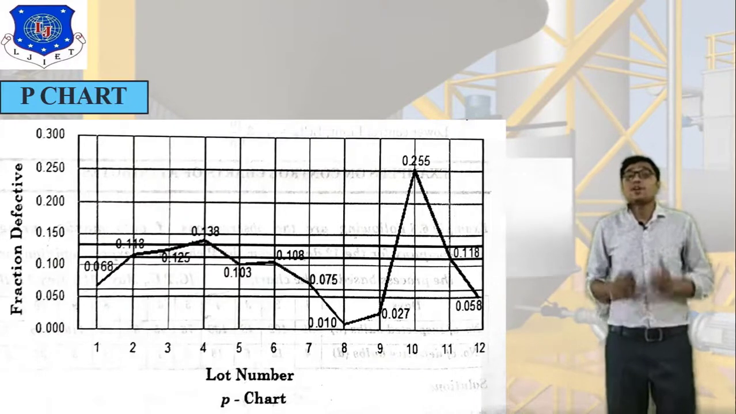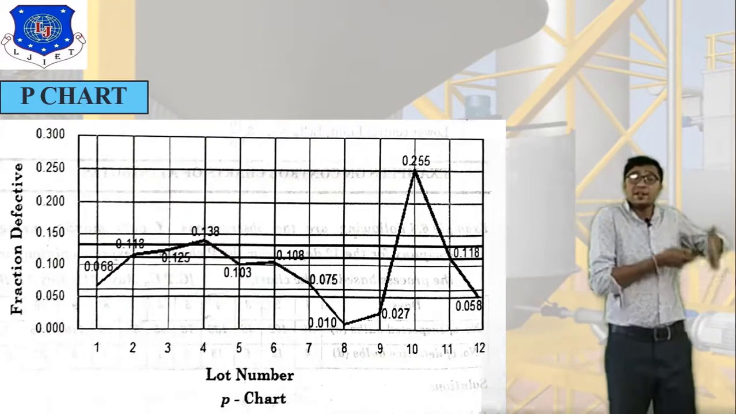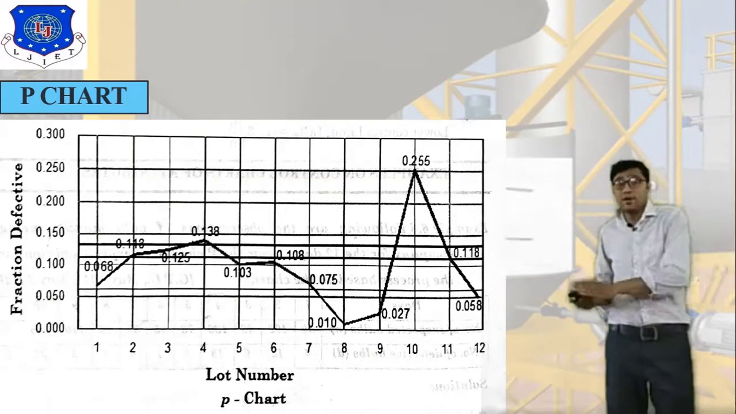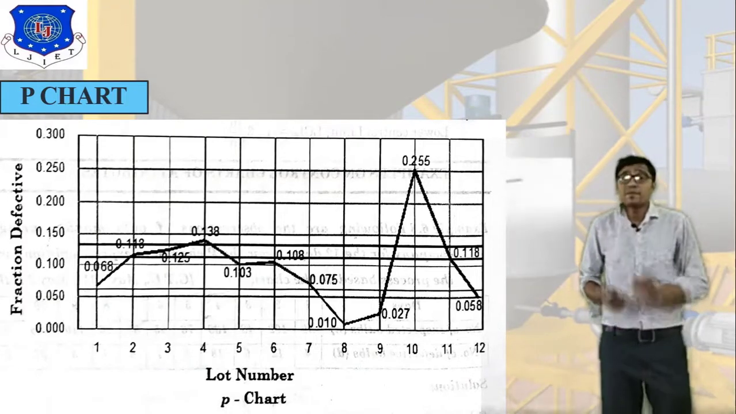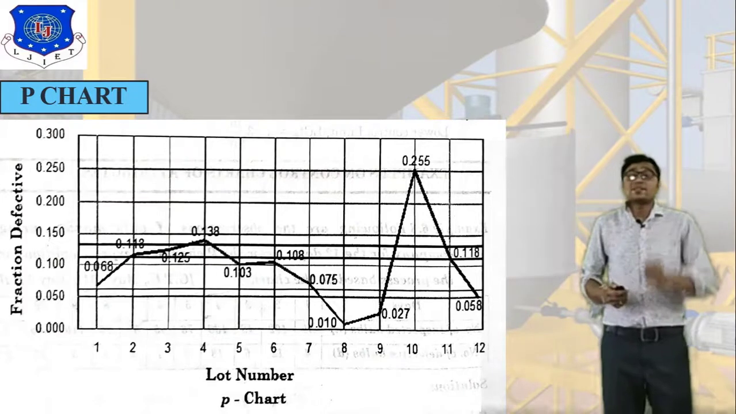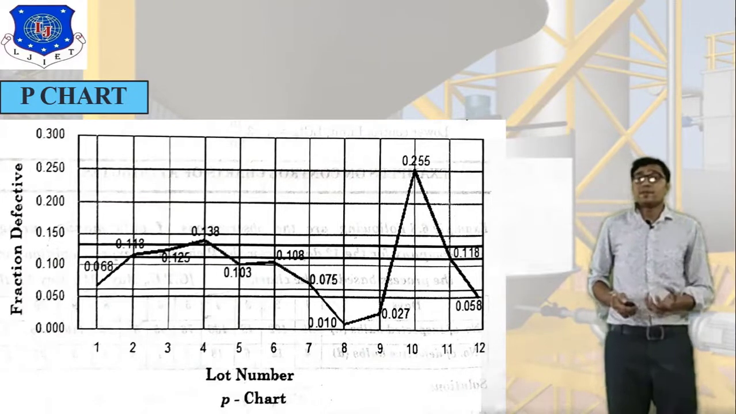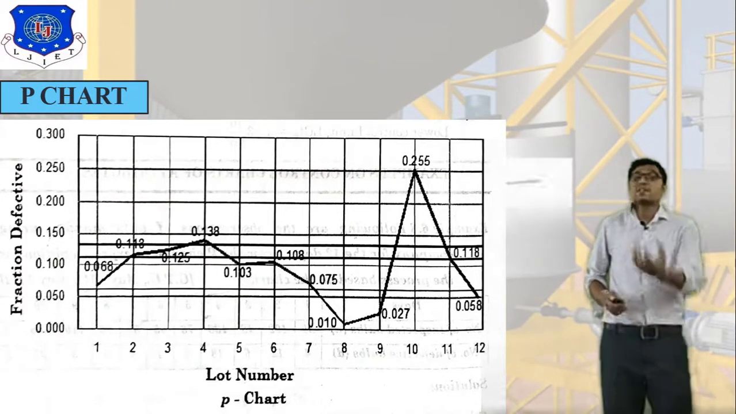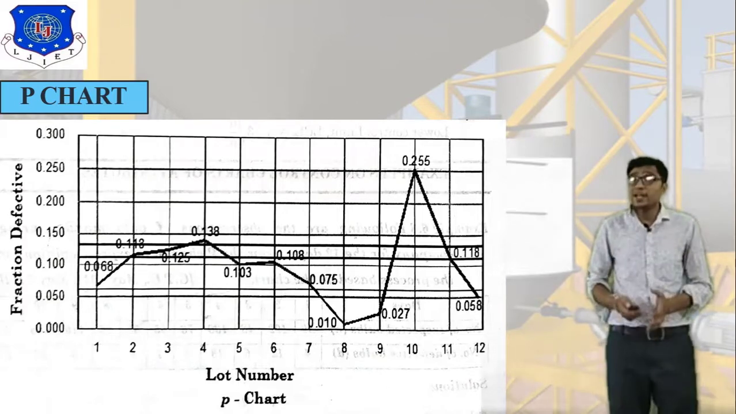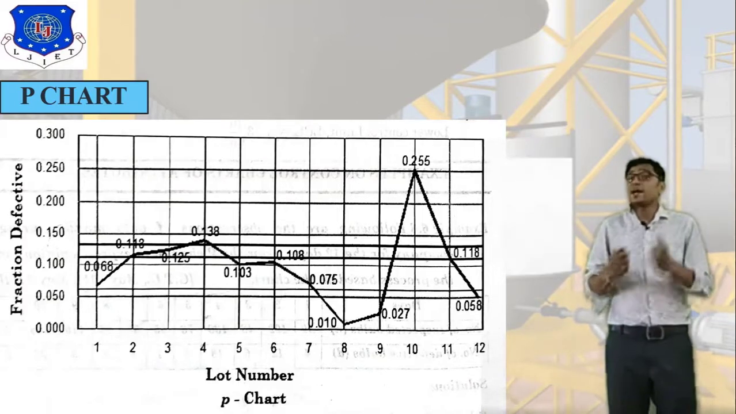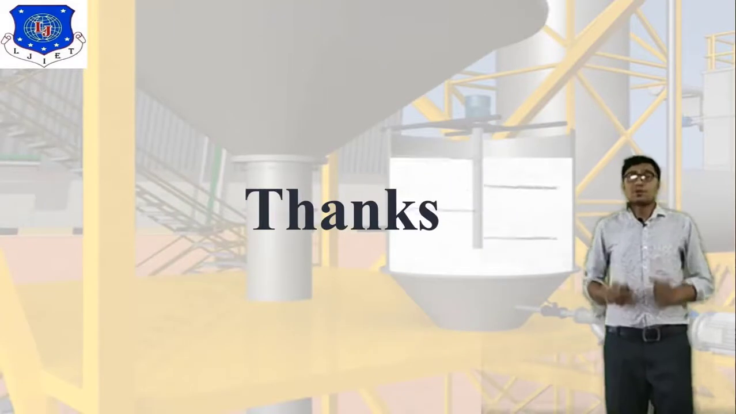Now from day number 1 to day number 12, connect all the data points and you will easily get this graph. In this way we can draw this graph and easily calculate UCL, LCL and fraction defective index. So thank you so much.